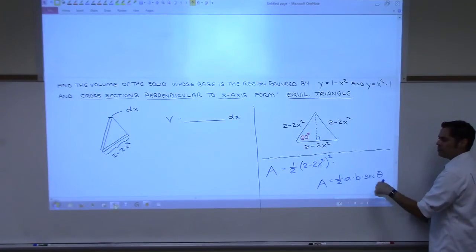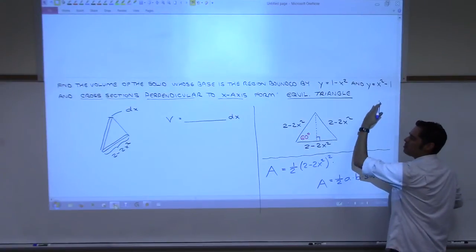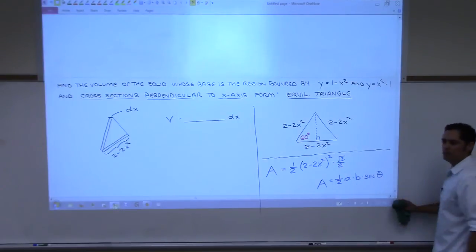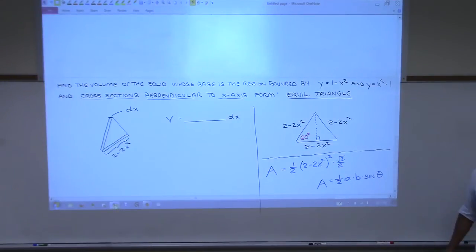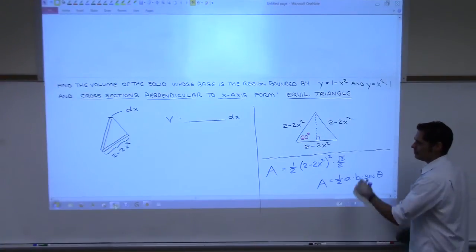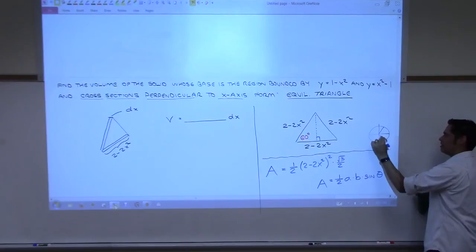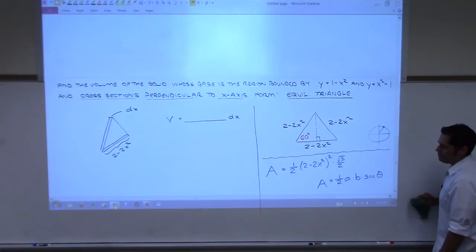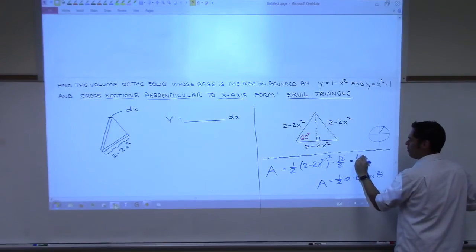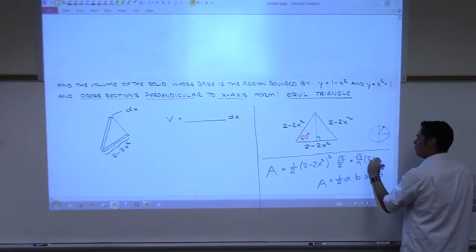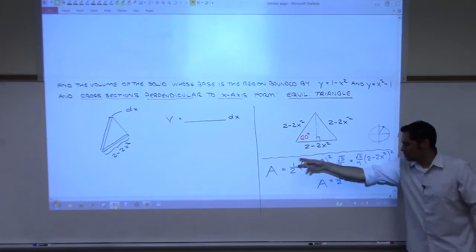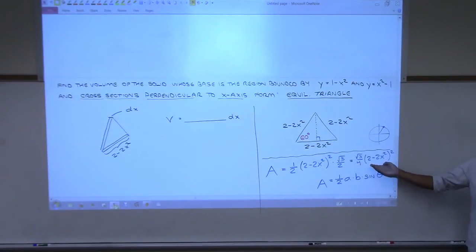What's sine of 60 degrees? At 60 degrees, what's the y coordinate? Root 3 over 2. And so this I can rewrite as root 3 over 4, 2 minus 2x squared, squared. I just brought the root 3 over 2 up here to the half. And that's it, right? That's the area of that triangle.